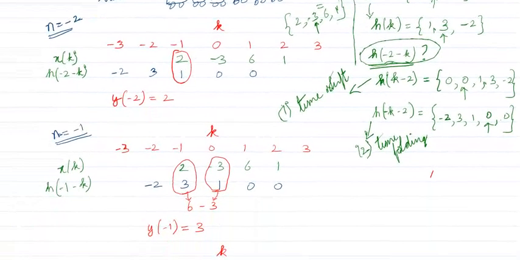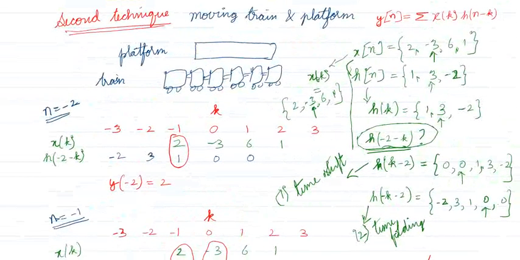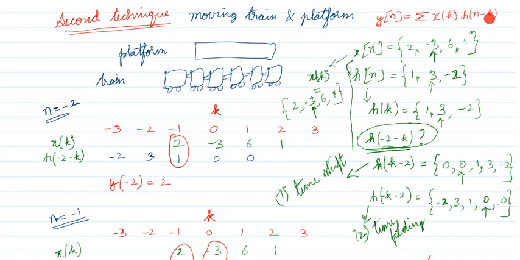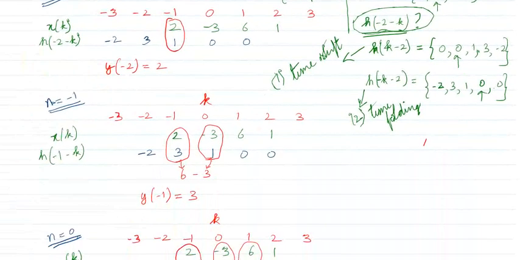Now we'll put n equal to -1. So n equal to -1 means go to the convolution expression. Look at the right corner. I am putting n equal to -1. So y of -1 is equal to x of k, h of -1 minus k. So I have to find h of -1 minus k. This is what I have to find.